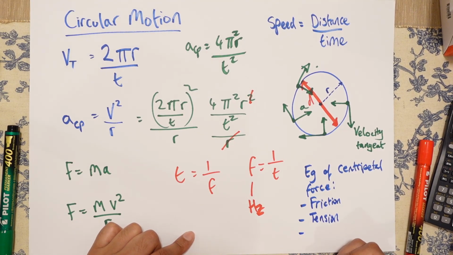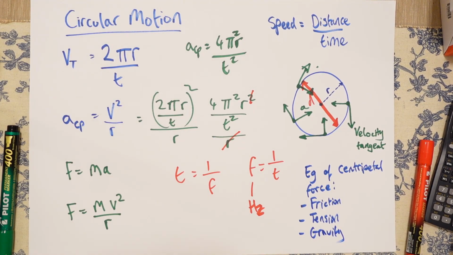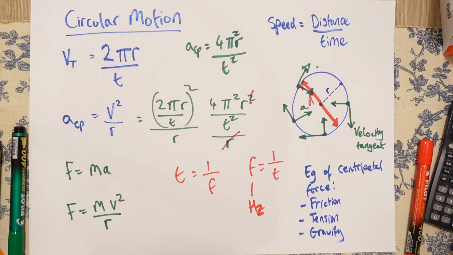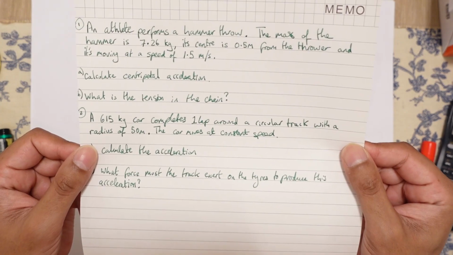And in the case of a planet going around the sun, it's going to be gravity. Okay, that's all of the basic information that we need. Feel free to pause it, go back, look at the equations again. Let's tackle some of these questions.